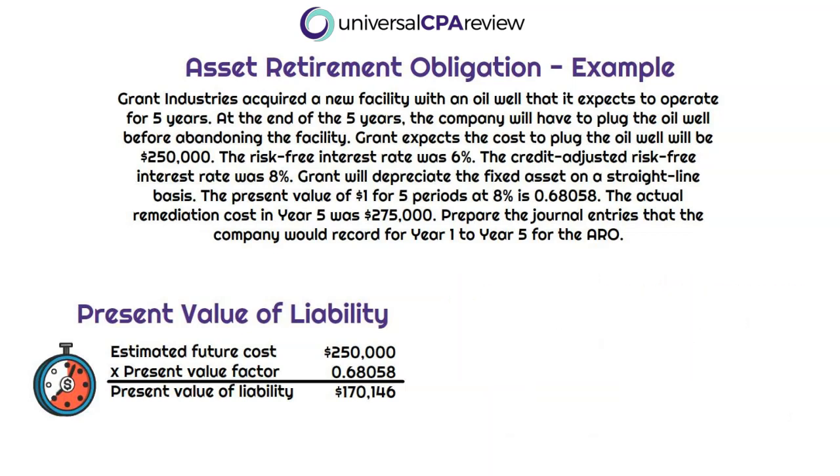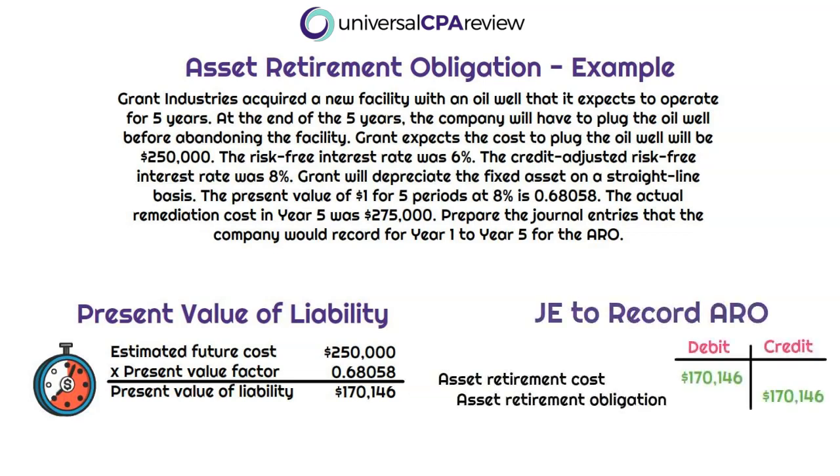When we calculate the present value of that liability, which is the future cost of $250,000 in today's dollars, it comes to $170,146. So our journal entry to record this liability on the balance sheet is to debit asset retirement costs, which increases the carrying cost of the fixed asset, and credit asset retirement obligation, which is the long-term liability, for $170,146. So it's purely a balance sheet impact.